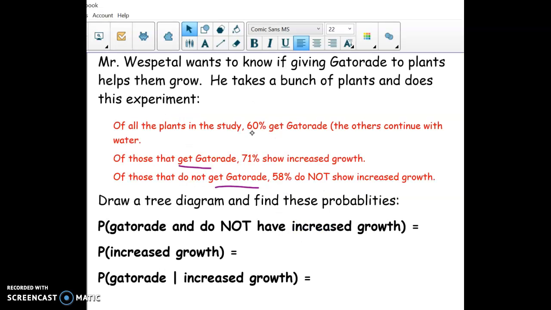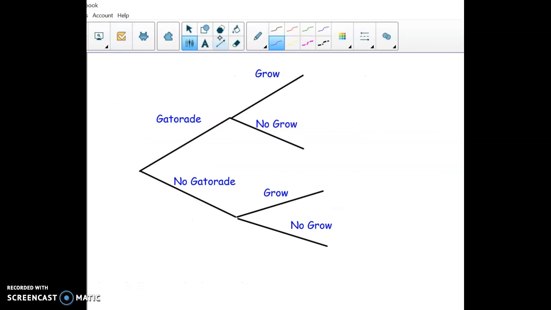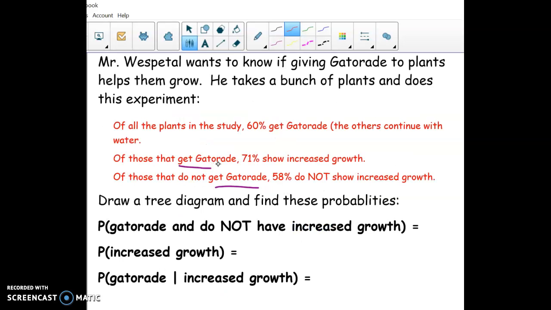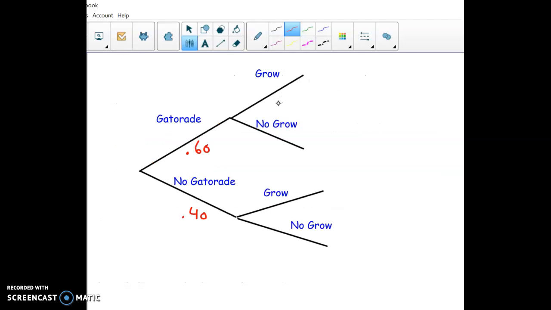So 60% got Gatorade, and that means 40% didn't. So my first label here, I'm going to label the Gatorade. I gave it to 60% of the plants. It means 40% did not get Gatorade. Okay, and then, whoops, wrong direction. Out of those that got Gatorade, 71% showed growth. So in the Gatorade one, 71% grew, which means 29% did not.